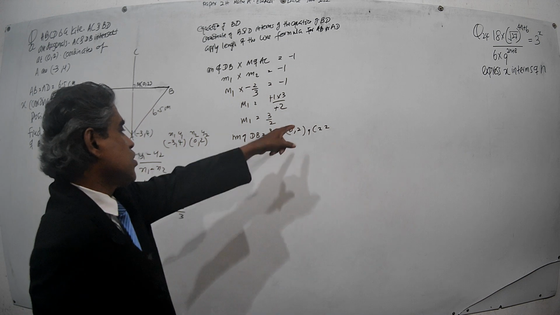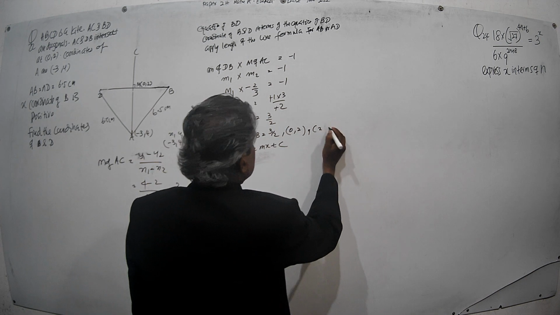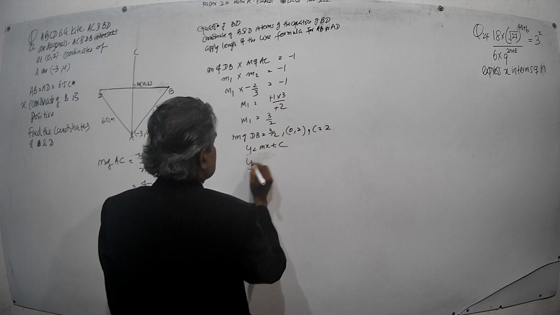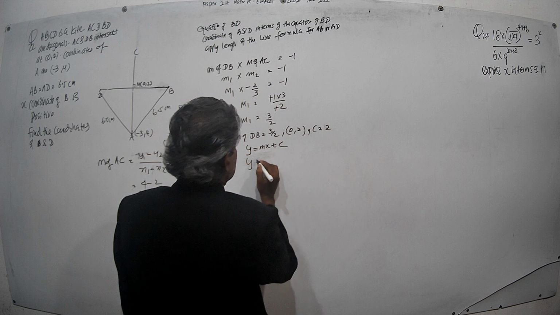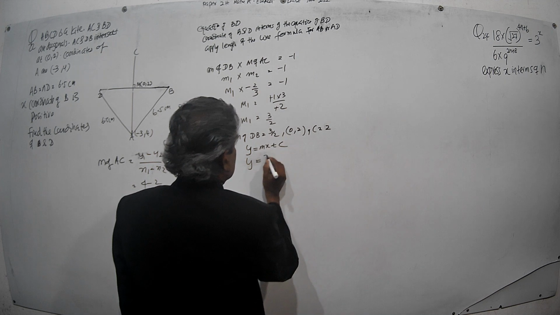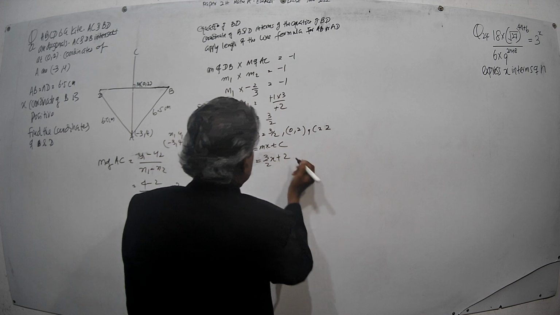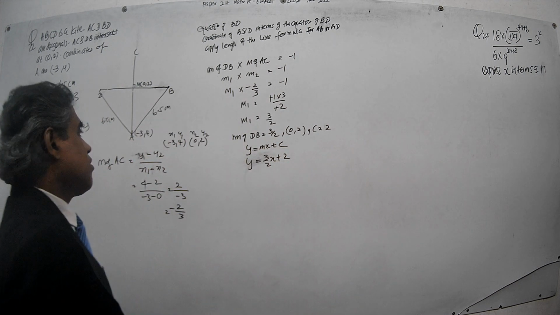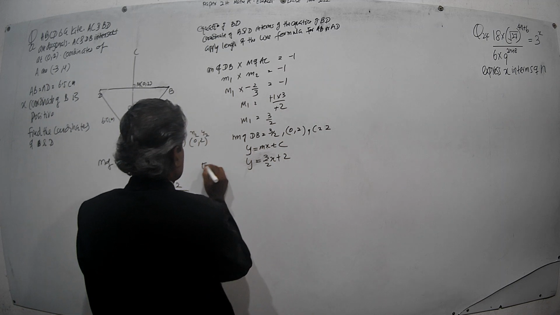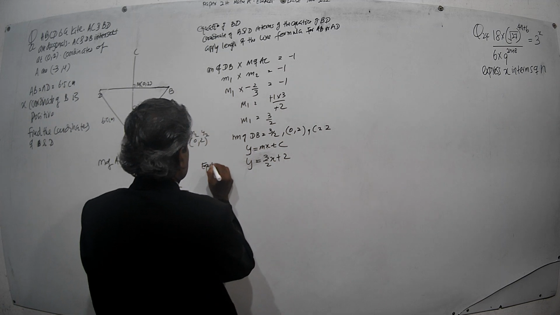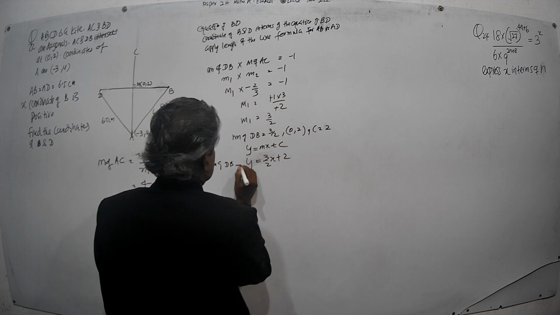Then we substitute this gradient and this c value into this equation. Then y equals how much? The gradient is 3 over 2, then x here, then plus 2. This is the equation of DB.